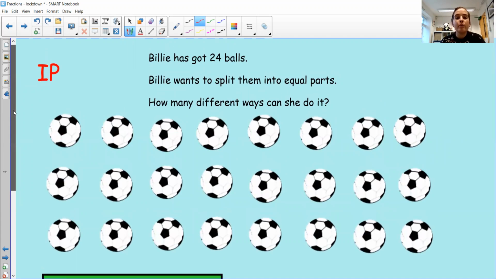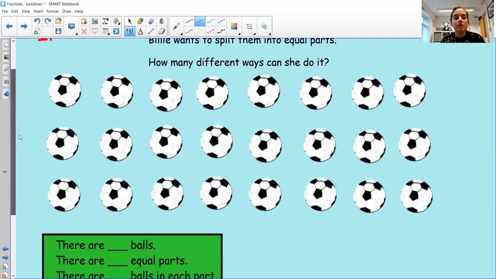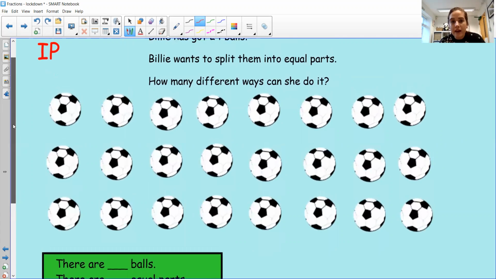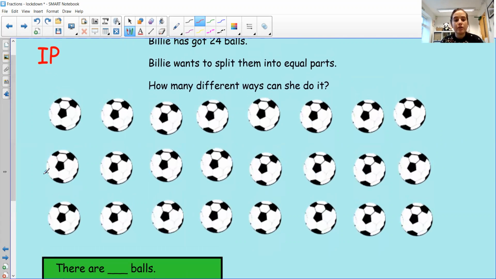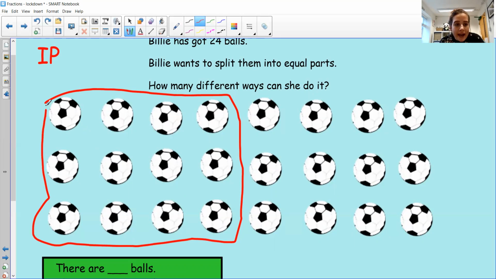I'm going to read that again. Billy has got 24 balls. Billy wants to split them into equal parts. How many ways can she do it? So I've got her footballs down here and she wants to split them into equal parts. That means the same. So how many different ways can she do it? Just by looking and not even counting, I can see that we've got roughly, I'm guessing, about 8 columns. I started to count, but then I thought, no, Miss Dar, just look, and I can see 8 columns.